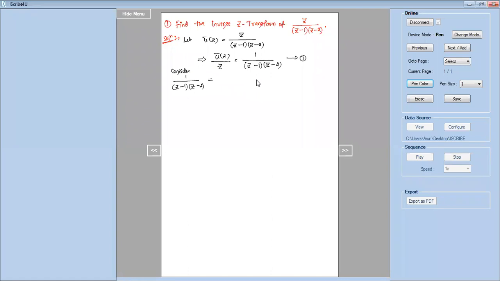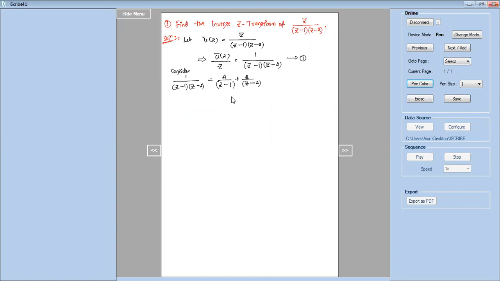So this is equal to, can you tell me what the partial fraction for this is? Hemant. A by (Z minus 1) plus B by (Z minus 2). Correct? So this is the partial fraction for this. It is a linear non-repeated factor: A by the first term plus B by the second term. Just resolve it into partial fractions.